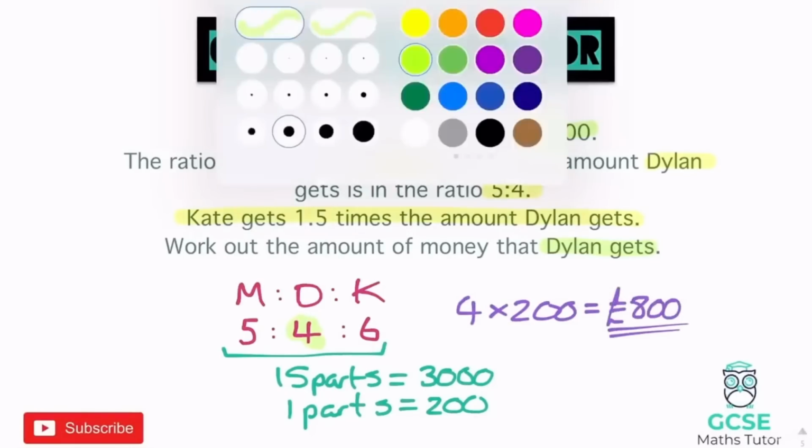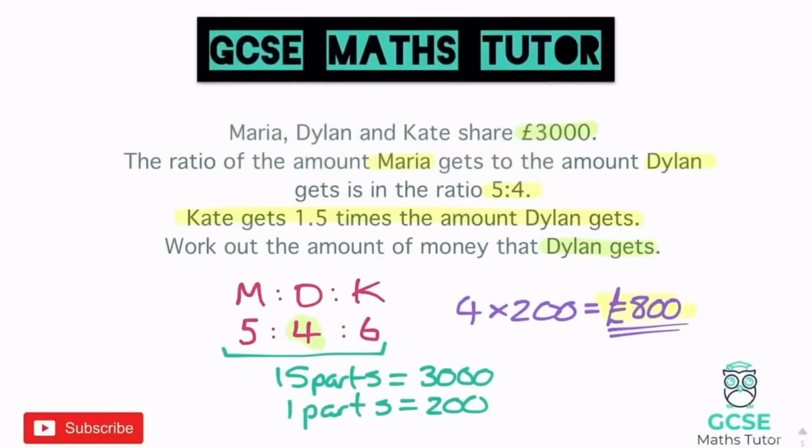And again, you could go about obviously finding out the amount that they all get. We could do Maria times 200, which is 1,000, and Kate's times 200, which is 1,200. And you could even add them all together then and show that there's £3,000 there. But that's how we'd approach a slightly different question here. We've got to think about creating the ratio slightly ourselves.